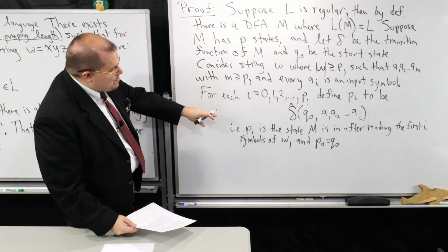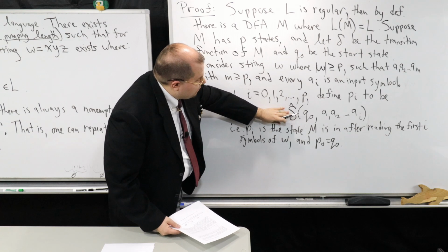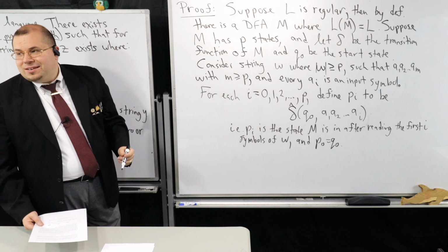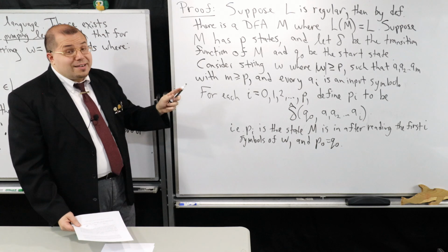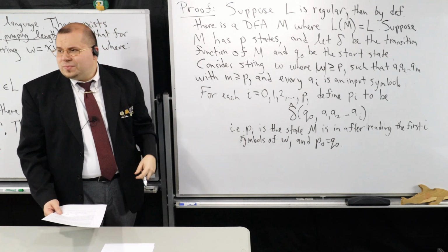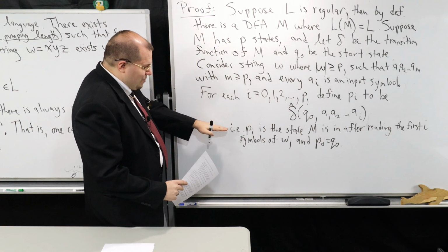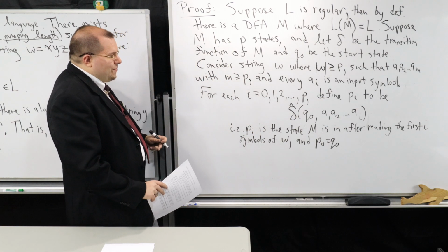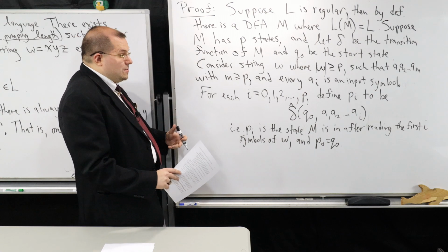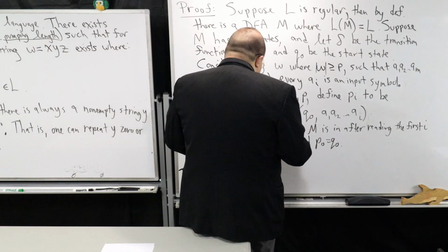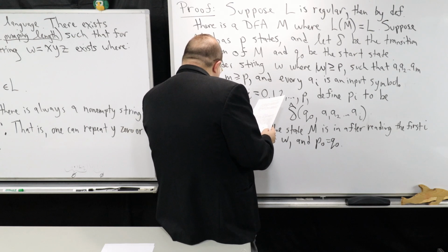So what's going to happen is each one of my pi's is going to be the state that I get after I read the first i symbols. That's what this represents. Remember, that's the extended transition function for the DFA, which has exactly one state it gives you. So don't let this thing look intimidating. Just remember, that's what it's all about. I'm just reading the first i symbols, and the state that I sit in is what is going to be called pi.